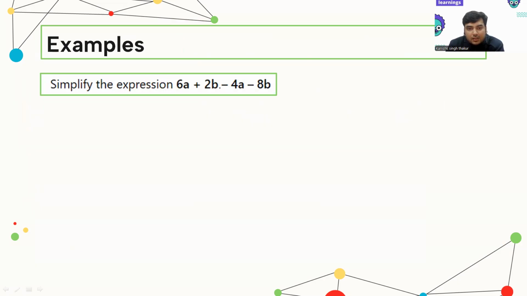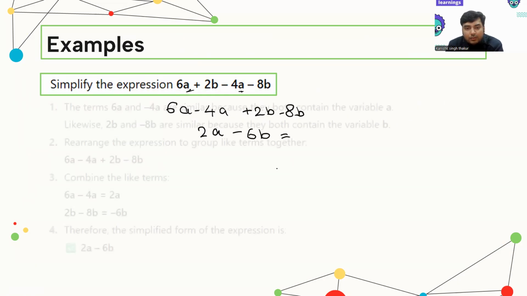Simplify the expression 6a plus 2b minus 4a minus 8b. I will rewrite it as 6a minus 4a plus 2b minus 8b. 6a minus 4a is 2a. 2b minus 8b is minus 6b. So 2a minus 6b.